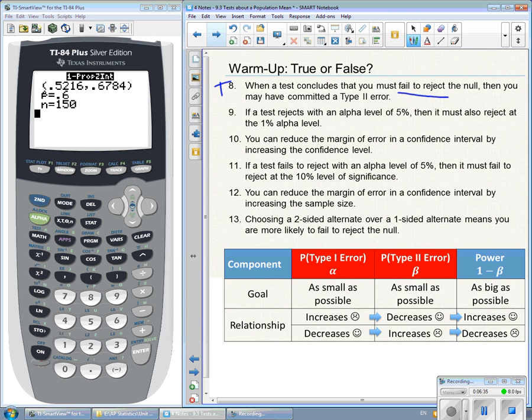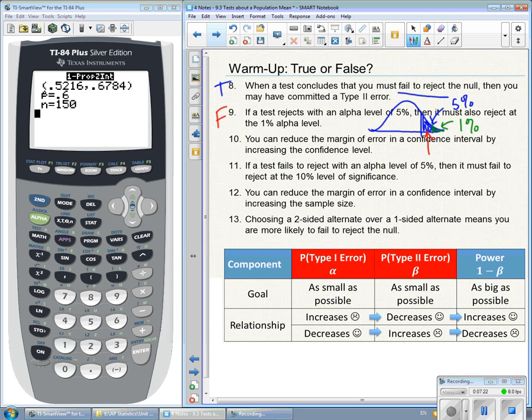In number 9, it says if a test rejects with an alpha level of 5%, then it must also reject at the 1% alpha level. Well, let's take a look. I'm just going to draw a normal curve here for a second. So let's say this is the 5% level. We're going to talk a little bit more today about what we call a rejection region. So let's say that's 5%. So 1%, let me do this in green, would be like here. So it is possible that I get a sample result that is in here, which means that it is going to be rejected at 5%, but not at 1%. An example would be like a p-value of 4%. It's less than 5, but more than 1. So this would be a false statement then.